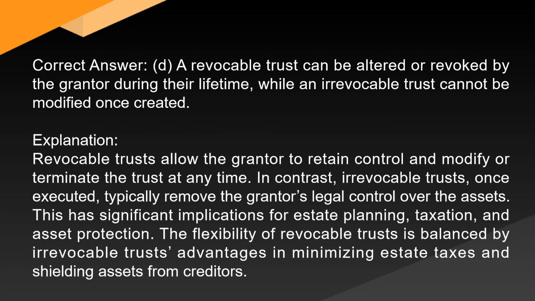A revocable trust can be altered or revoked by the grantor during their lifetime, while an irrevocable trust cannot be modified once created. Explanation: revocable trusts allow the grantor to retain control and modify or terminate the trust at any time. In contrast, irrevocable trusts, once executed, typically remove the grantor's legal control over the assets. This has significant implications for estate planning, taxation, and asset protection. The flexibility of revocable trusts is balanced by irrevocable trusts' advantages in minimizing estate taxes and shielding assets from creditors.